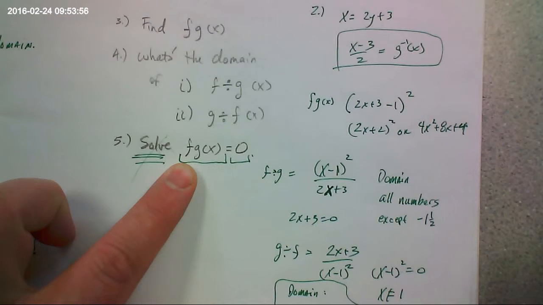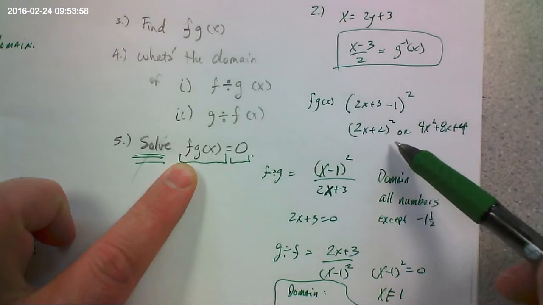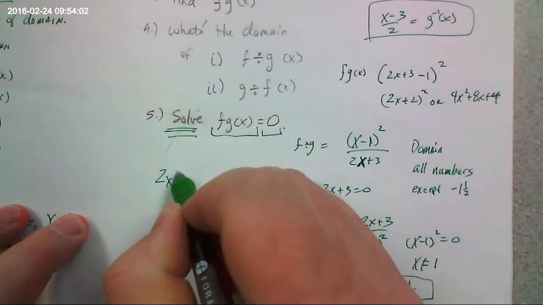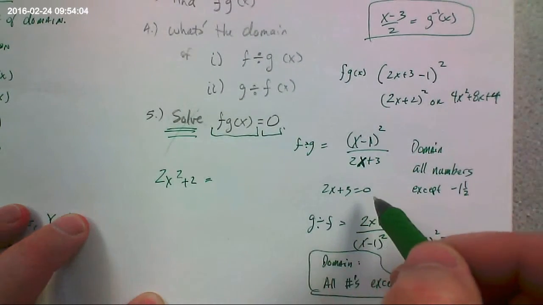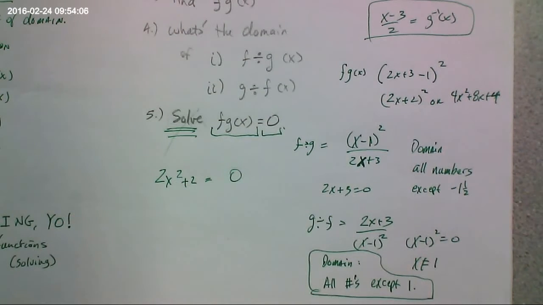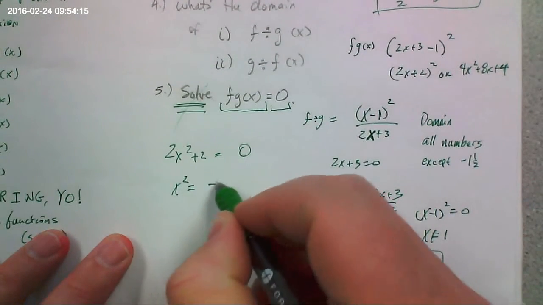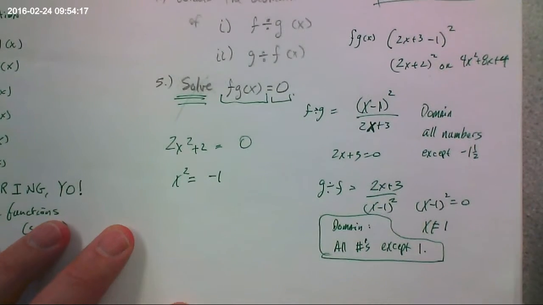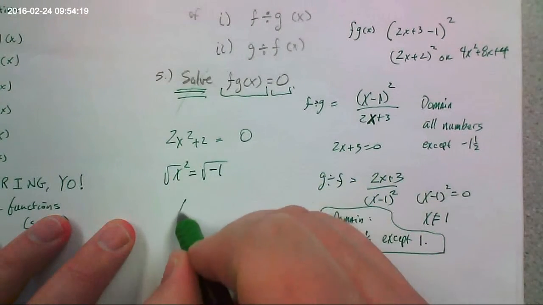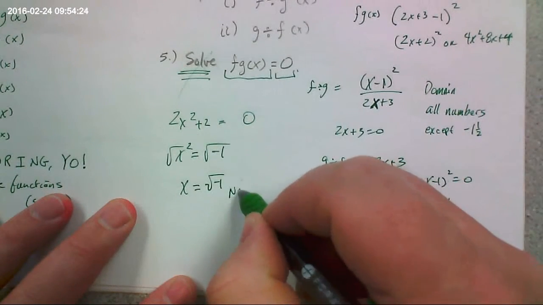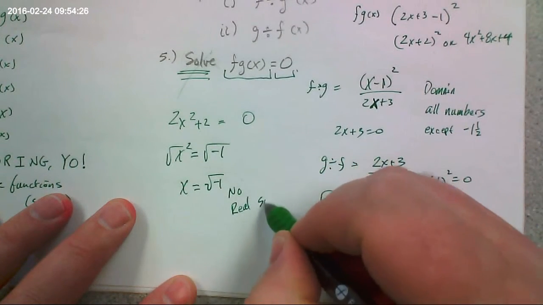Oh, did we skip number 3? No, it's right there to the right. You already know what it equals, so you just set that equal to 0. So 2x squared plus 2 equals 0, and you solve that. You subtract 2, divide by 2, you get -1. Take the square root, x equals the square root of -1, which also means no real solutions.